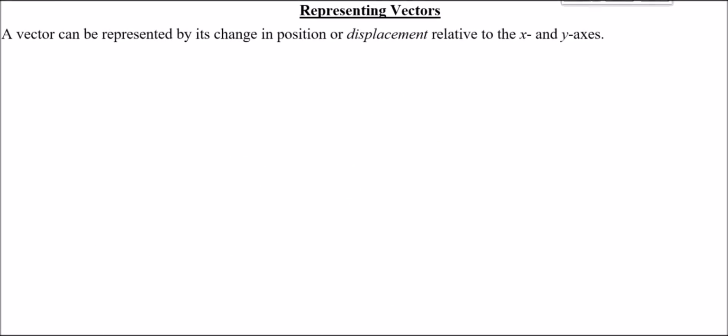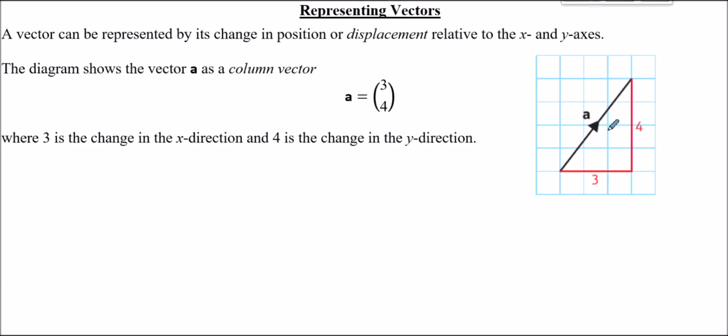Representing vectors. A vector can be represented by its change in position or displacement relative to the x and y axes. So this diagram to the right shows a vector A as a column vector. So A is 3, 4. So in other words, this resultant A can be considered as the overall movement of going 3 to the right and 4 up. This top value is how far the vector moves in the positive x direction, and the bottom number tells us how far the vector is moving in the positive y direction.